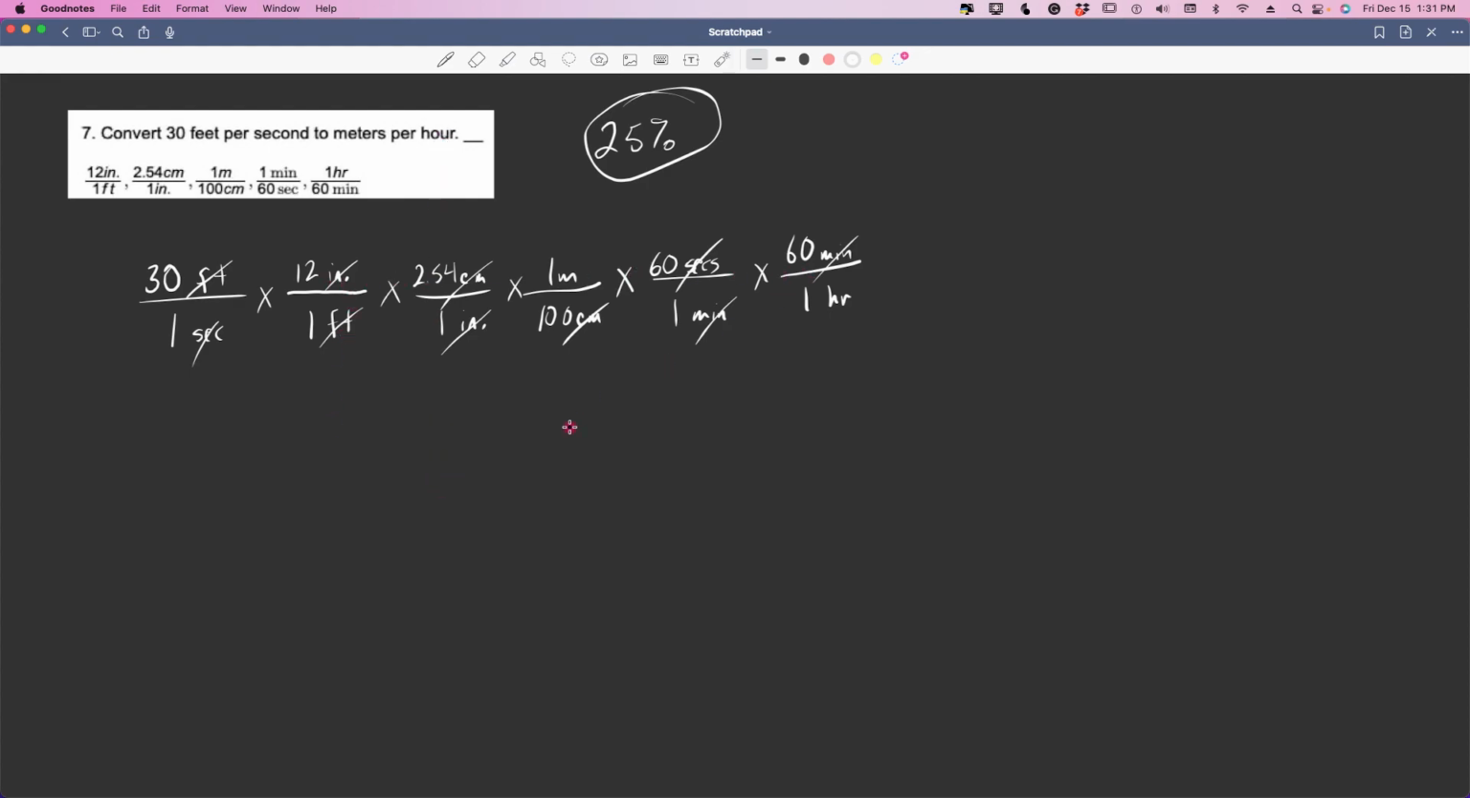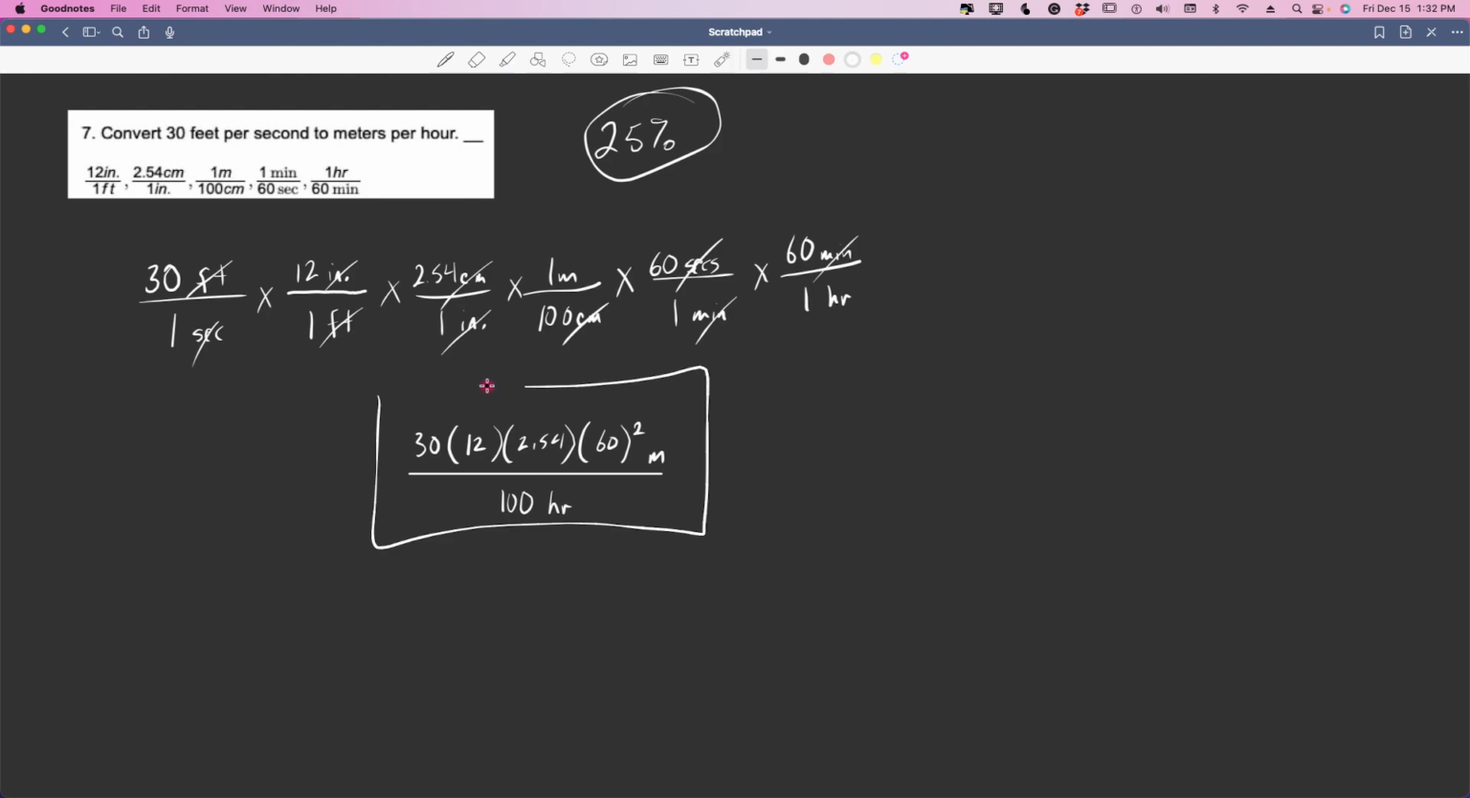Now, all we have to do is write down the whole numbers aside from 1, because 1 doesn't mean anything as a factor. It just restates the other numbers. So we have 30 times 12 times 2.54 times 60 twice, all over the only number down here, which is 100. And this is in meters, and this is in hours. And that is the way you would write it. That would be your answer. All right, let's look at the next one.